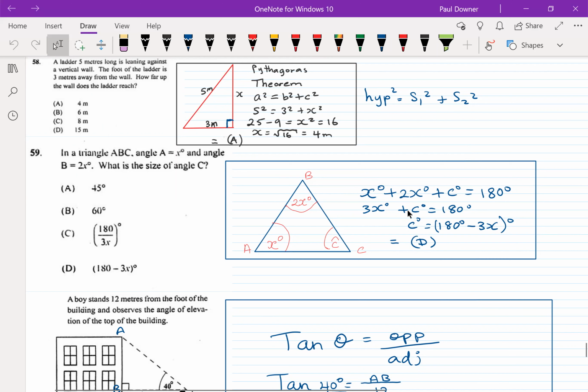So c would be 180, and you bring it over and change the sign, minus 3x on both sides, still gives you this relationship. So the angle they want is 180 minus 3x degrees, right?